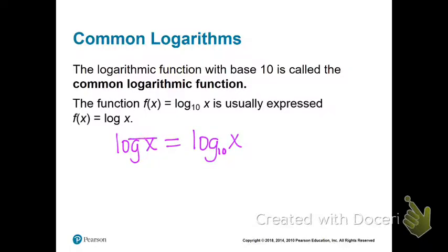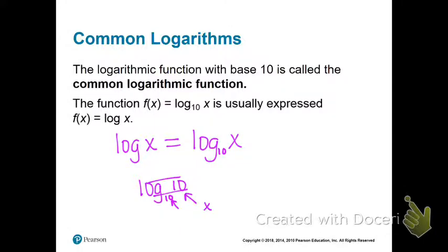Now be careful, because notice this x is the same size as the letters in the log. The reason I'm pointing that out is because what if you had log of 10? This is the same size. That is your x value. Down here, the subscript would be your base. If there's not one written, like on this one, then we know by default it's going to be a base 10. All right, so just be careful of that.